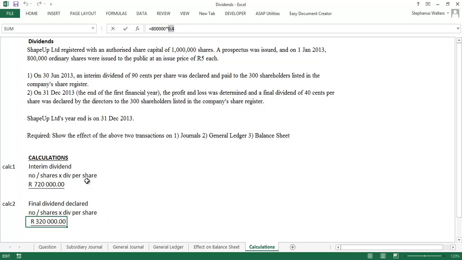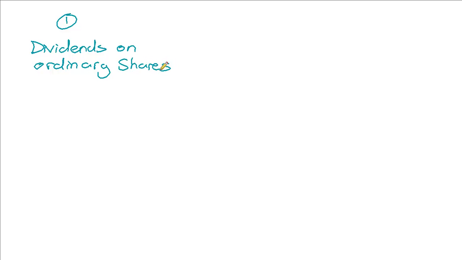So let's look at the two accounts affected for transaction number one. Well, as always, we ask our three questions. Number one, which accounts are affected? The first account affected here is dividends on ordinary shares. And we also have our bank account, since we have paid the interim dividends of 720,000 rand. Second question, we now need to decide what type of accounts are these. We already know bank is an asset, and we know that our asset decreased here because we gave out money.